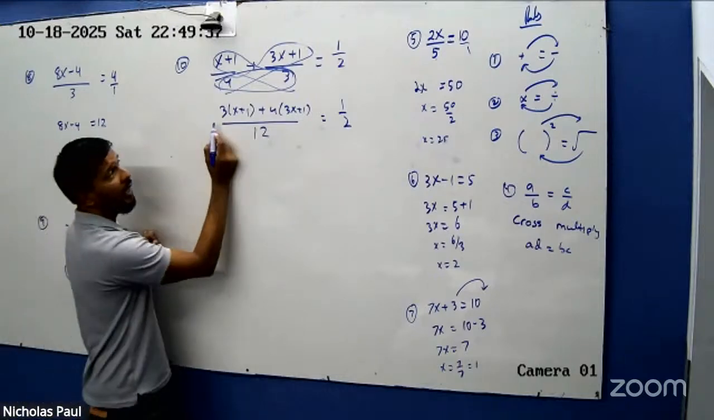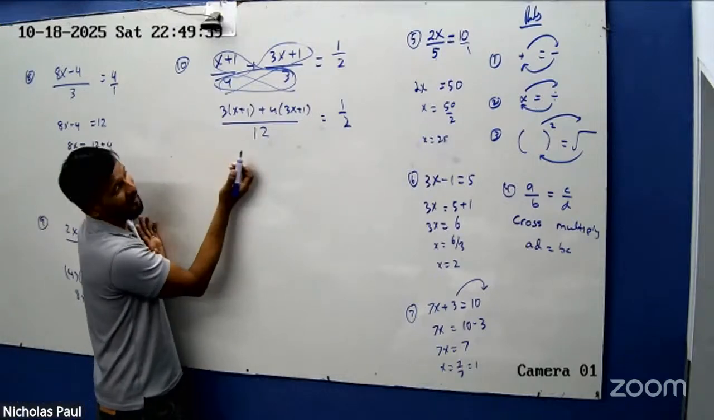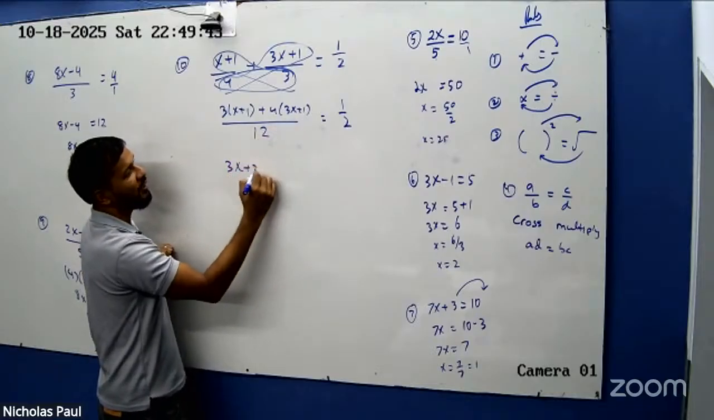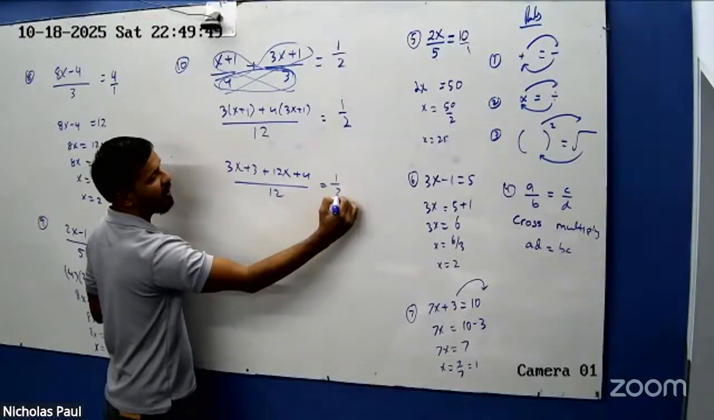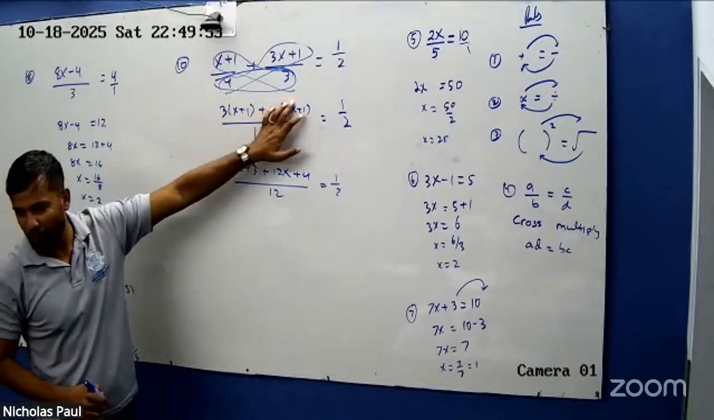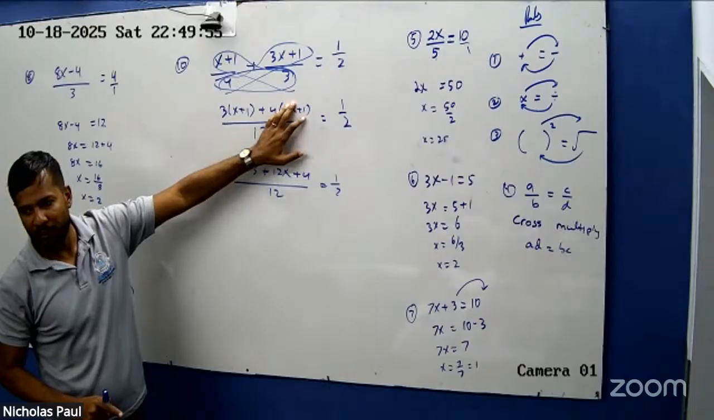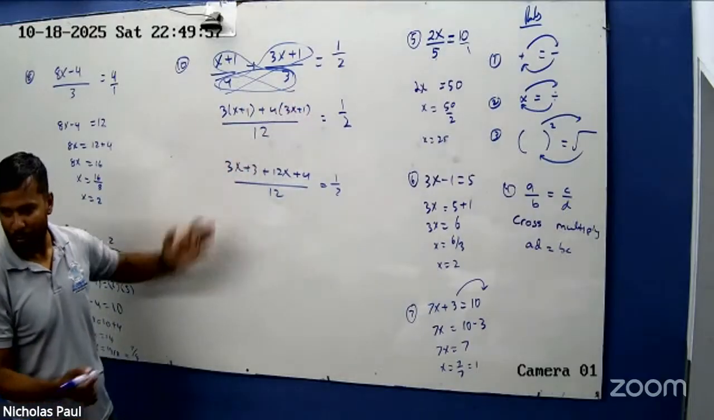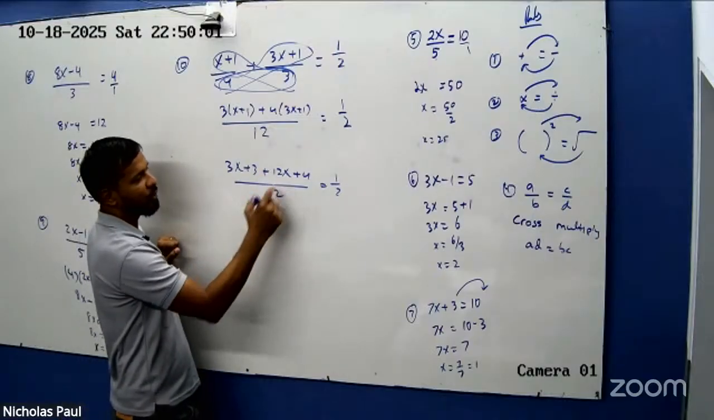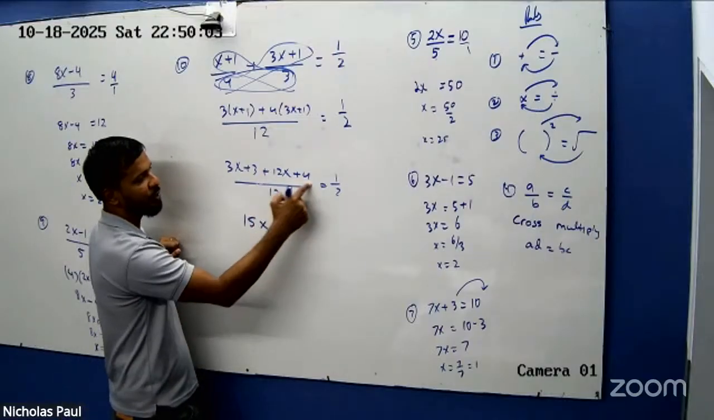Okay? Technically. Right? And then you work on the top. 3x plus 3, 12x plus 4, all over 12. The reason is not always LCM is because if I had like 16 and 4, I'm not finding the LCM. I just multiply 16 by 4. Right? 3x plus 12x is 15x, 3 plus 4 is 7.